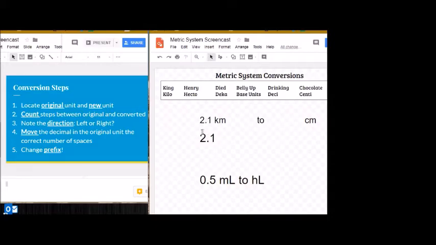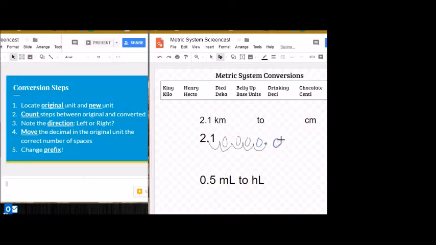Then we want to go back to our example, and we want to move the decimal in the original unit the correct number of spaces. So 5 steps to the right. 1, 2, 3, 4, 5. And we're going to place our decimal wherever we stop. Okay. All these little loops, we're going to put zeros in each of them. Fill in those loops. And then the last thing we're going to do is change our prefix.